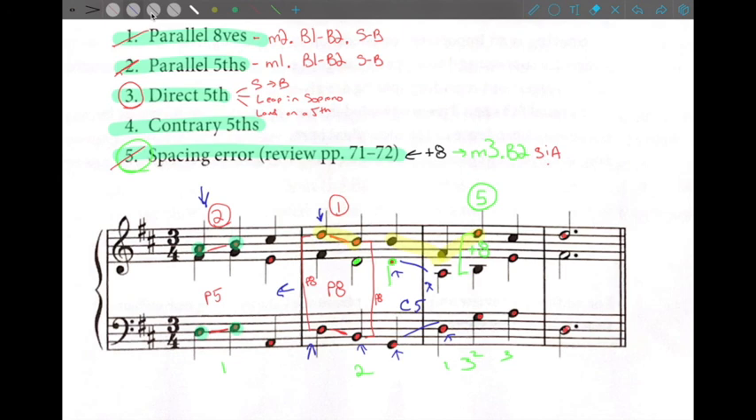And it just so happens that here is going to be your direct fifths, your D5. Big leap in the soprano, and it happens between the soprano and the bass, and it lands on a fifth. Okay. I hope this helps. Let me know if you have any questions.